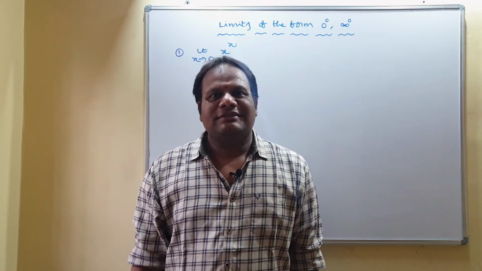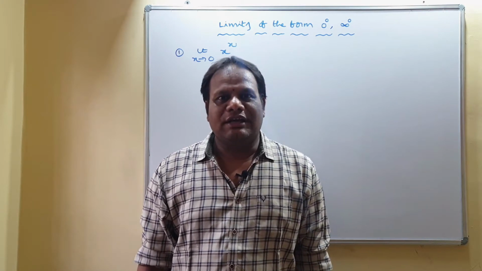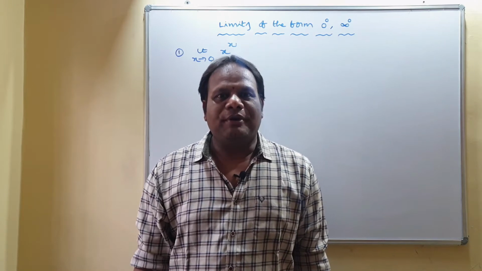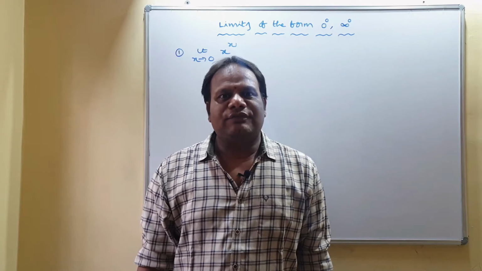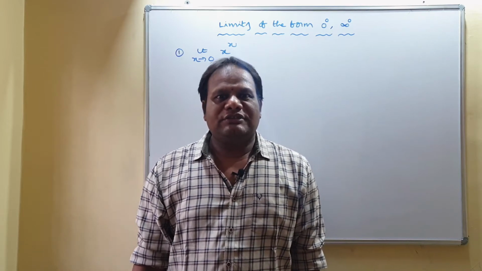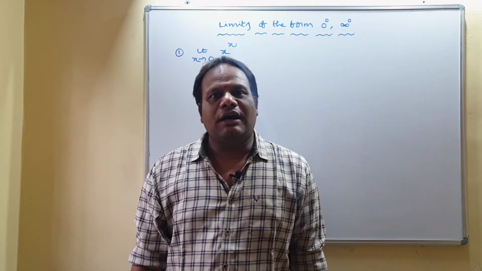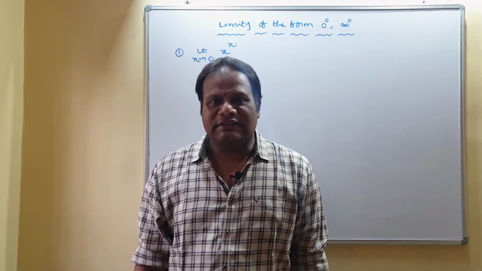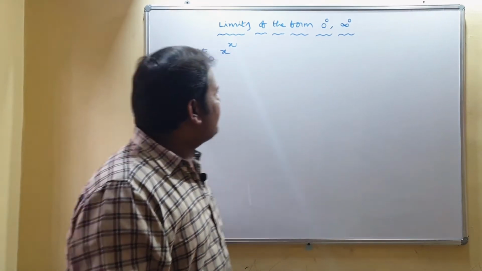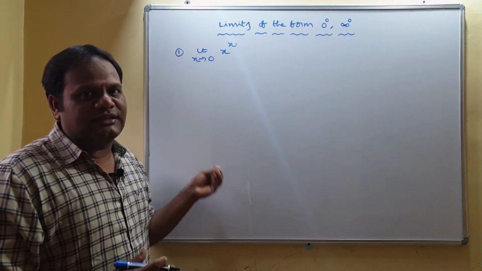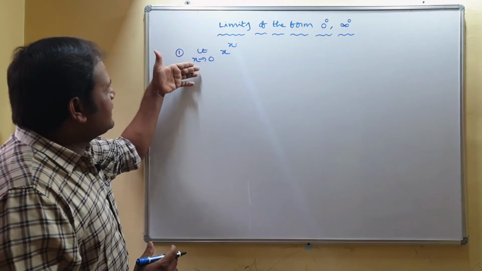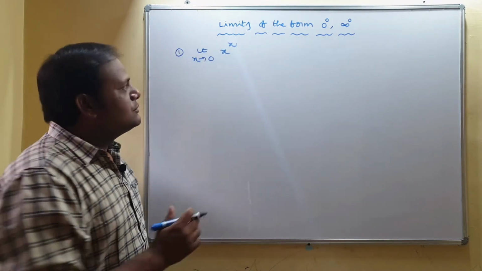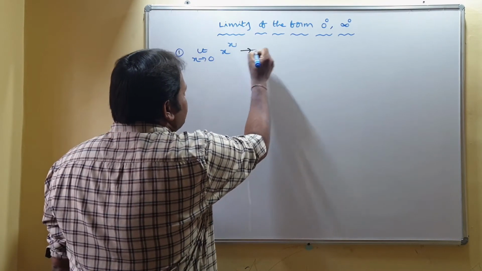In today's class, I am going to discuss the limits of the form 0 power 0 and infinity power 0. You know that the limits of the form 0 by 0, 0 power 0 or infinity power 0 are indeterminate forms, is it? So, how to evaluate limits for such type of functions? Suppose limit x tends to 0 of x power x. So it takes the form 0 power 0.